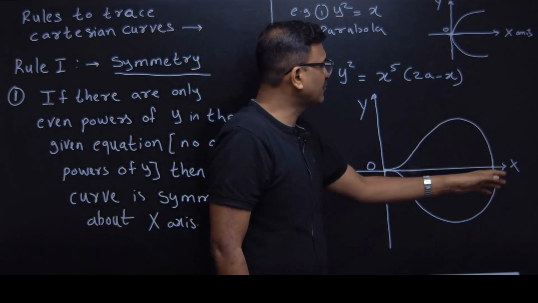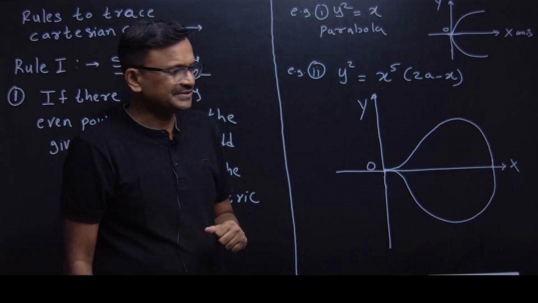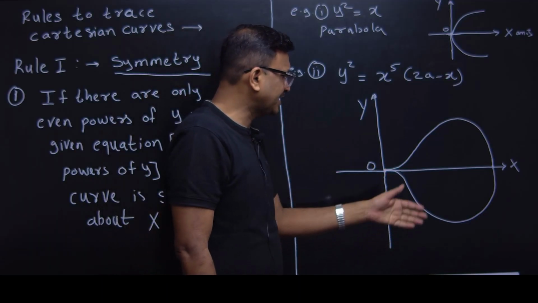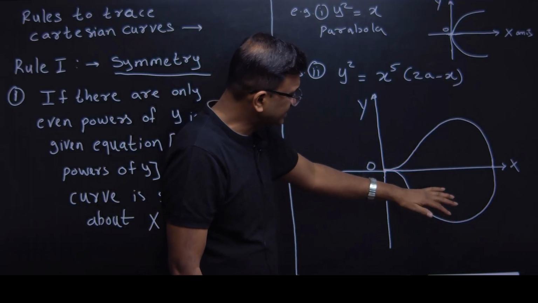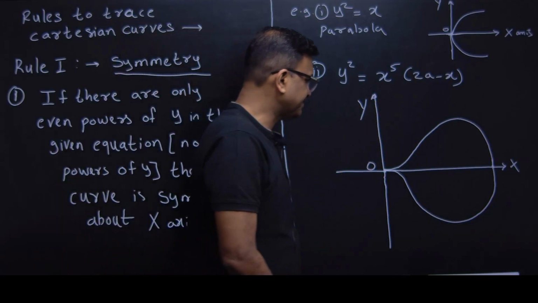Whatever is the nature of the curve above the x-axis, the same is the nature of the curve below the x-axis. In other words, the nature of the curve below the x-axis is the mirror image of the curve which is above the x-axis.